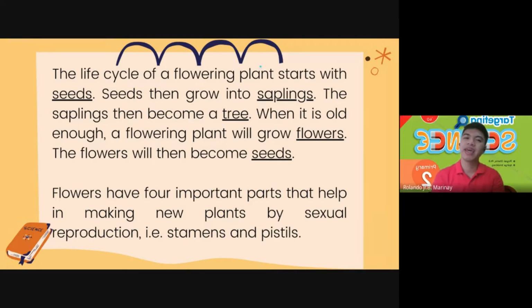Okay, and then after becoming a tree, it will become a big tree, and then after that, if it is old enough, a flowering plant will grow flowers. First it will become seeds, and then saplings become a tree, and the tree will have flowers, and then the flowers will become seeds. The flowers have four important parts that help in making new plants by sexual reproduction. They have four important parts and we will know those today.